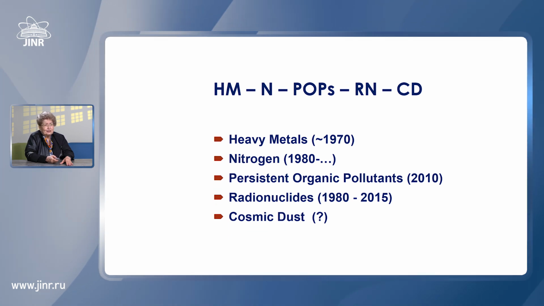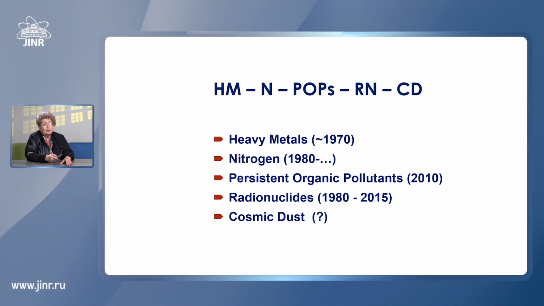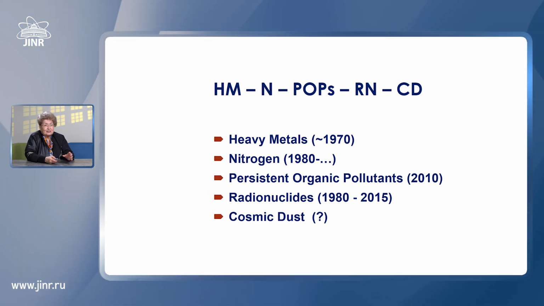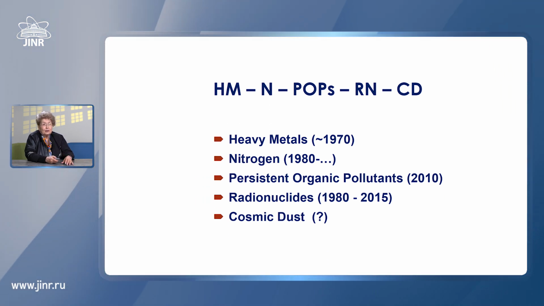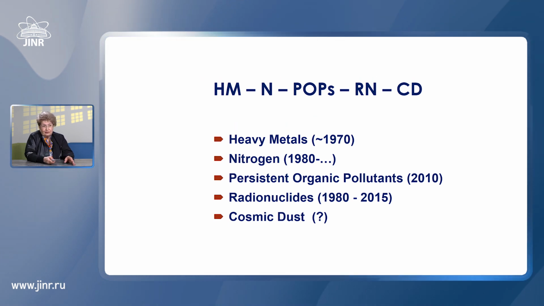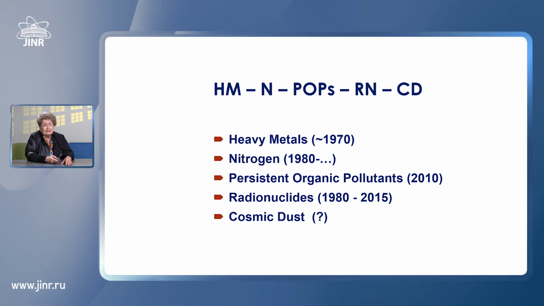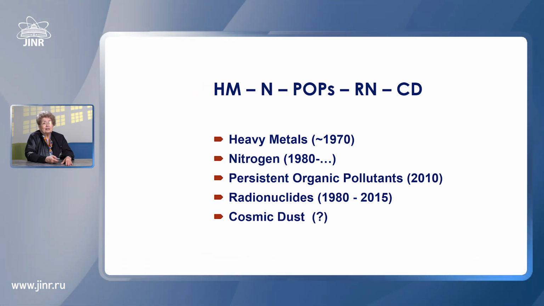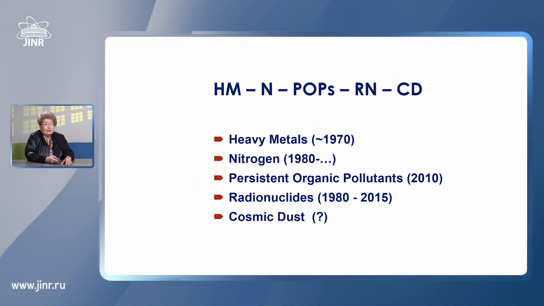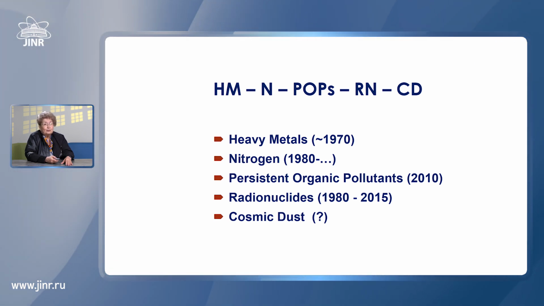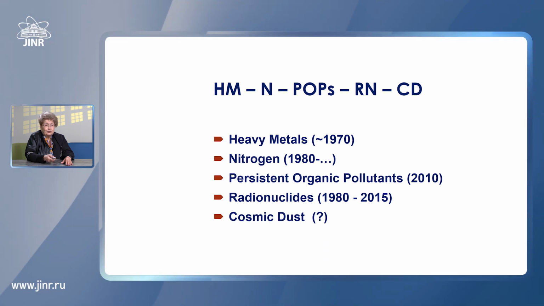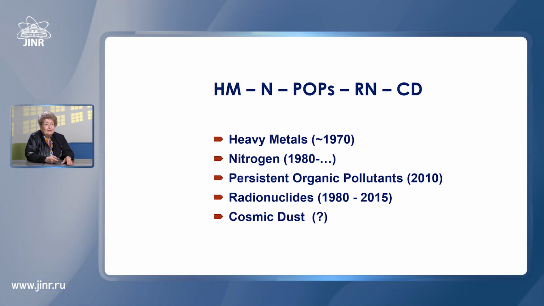around 40 countries participated. So how did the ideology of that program develop? First, heavy metals. Starting from the 70s, heavy metals were the most, say, fashionable object of investigation. Then it was decided, why not determine nitrogen, which is very important for agriculture. Then, starting from 2010, persistent organic pollutants became more and more important contaminants to be assessed.